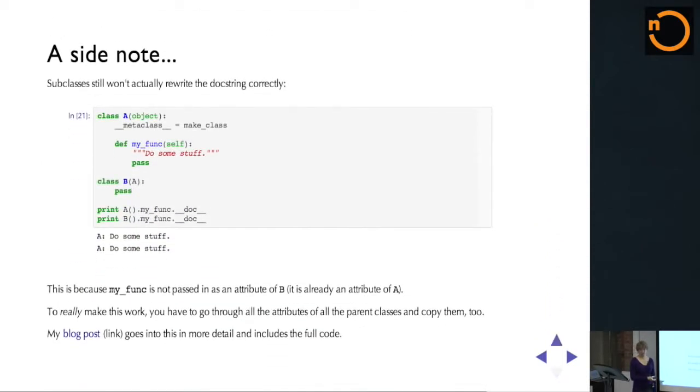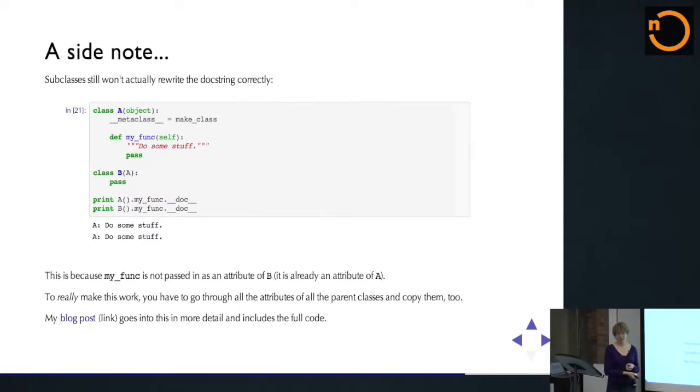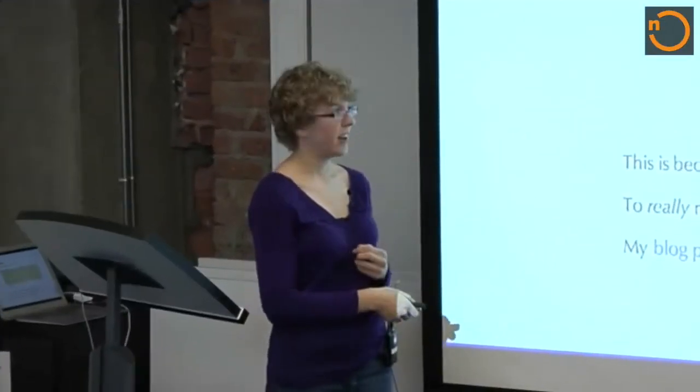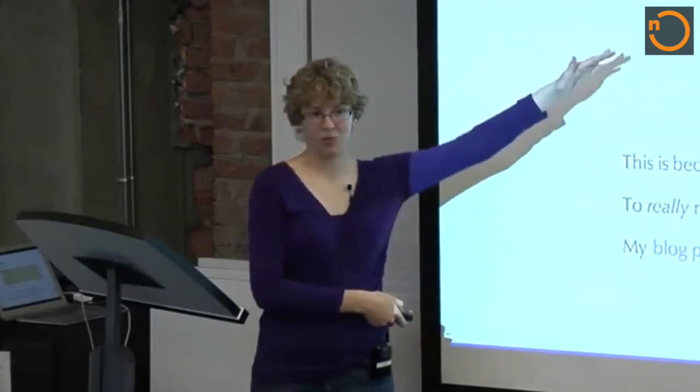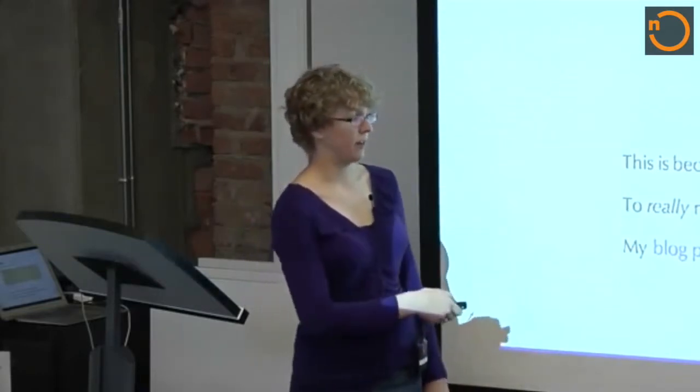A quick side note, if you were to run the code that I actually gave you and try to do the subclassing thing, it still doesn't quite work, but the reason is kind of a stupid reason that I didn't want to get into the details for. Basically, the myfunc is not an attribute that you would pass into B because it's already an attribute of A, which is the superclass. So in order to make this work, you'd have to go through manually all of the attributes of all of the parent classes. I have all of the code on the blog post that inspired this talk, so you can go look at it if you really want to. But I think the cool part was that you're able to rewrite the doc strings for the methods that are part of the class originally.